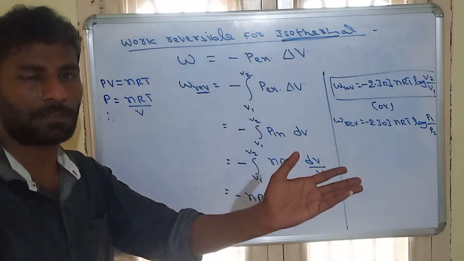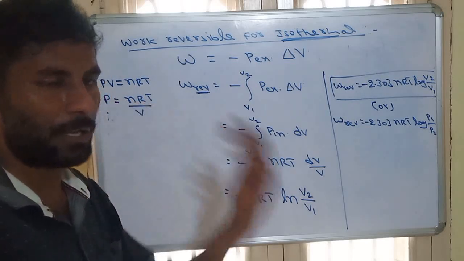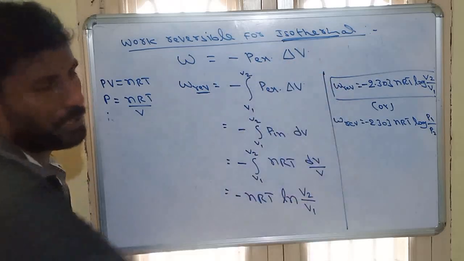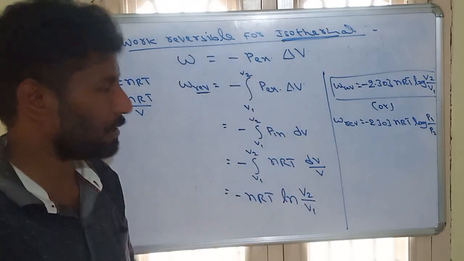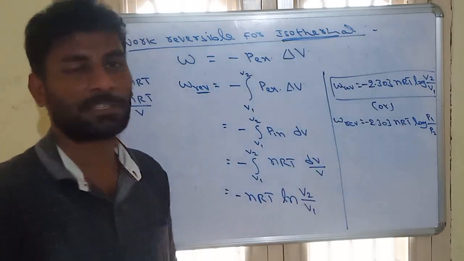However, the irreversible work formula is the same for any process. It may be adiabatic, it may be isobaric, isochoric. For irreversible work, the formula Px into delta V we can use. But for reversible, different formulas are there. So for the isothermal process, this is the reversible work formula.